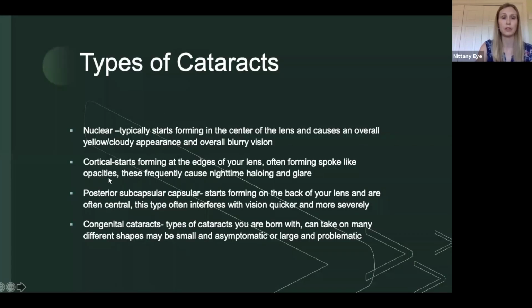We already kind of talked about the top three, but I did want to mention one other one, and that is congenital cataracts. This is the type of cataract that you're born with. These are kind of interesting. They can take on a lot of different shapes and colors. Some can be sparkly, some can have multiple colors, some can even look like a Christmas tree. Luckily, most of the time, these are small and asymptomatic.